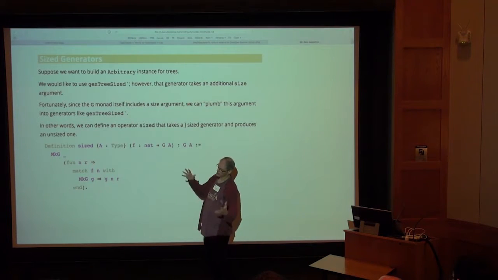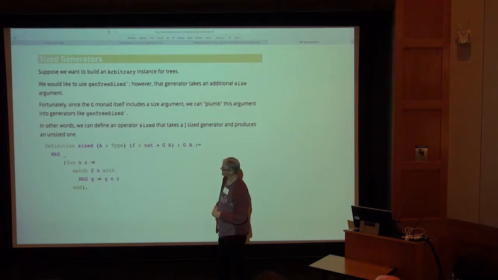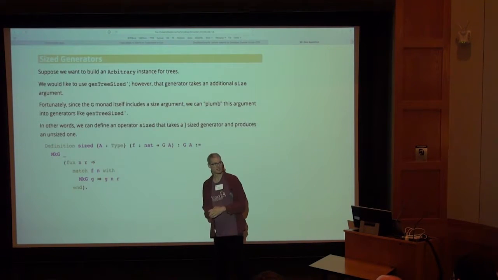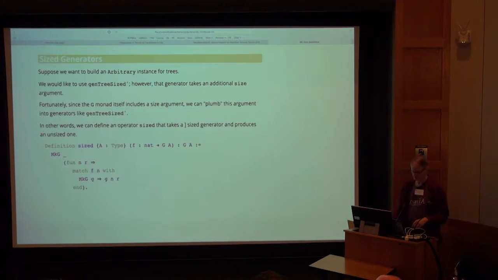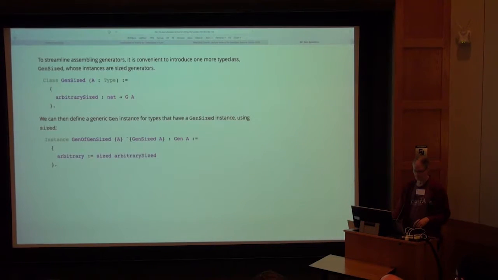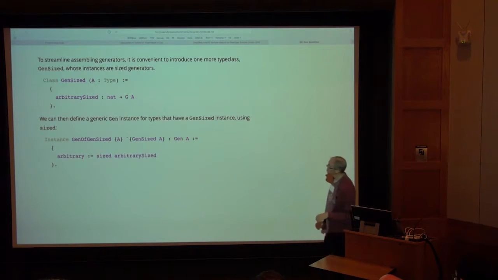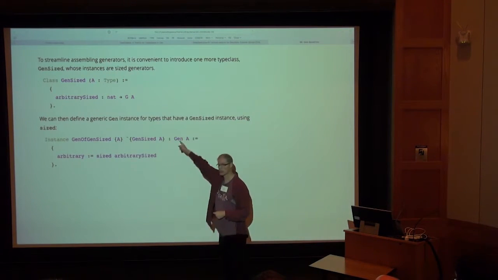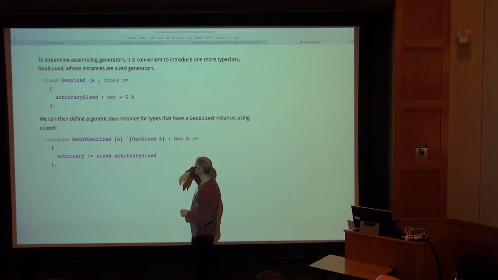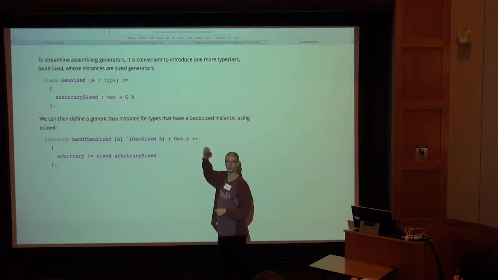Right, and it does it by just looking inside the definition of what G is to get at that size parameter that G carries along. And this leads us to ask for one more type class called gen-sized with an arbitrary sized parameter. And now we can generalize what we did a minute ago and say that from any sized generator we can get an unsized generator.